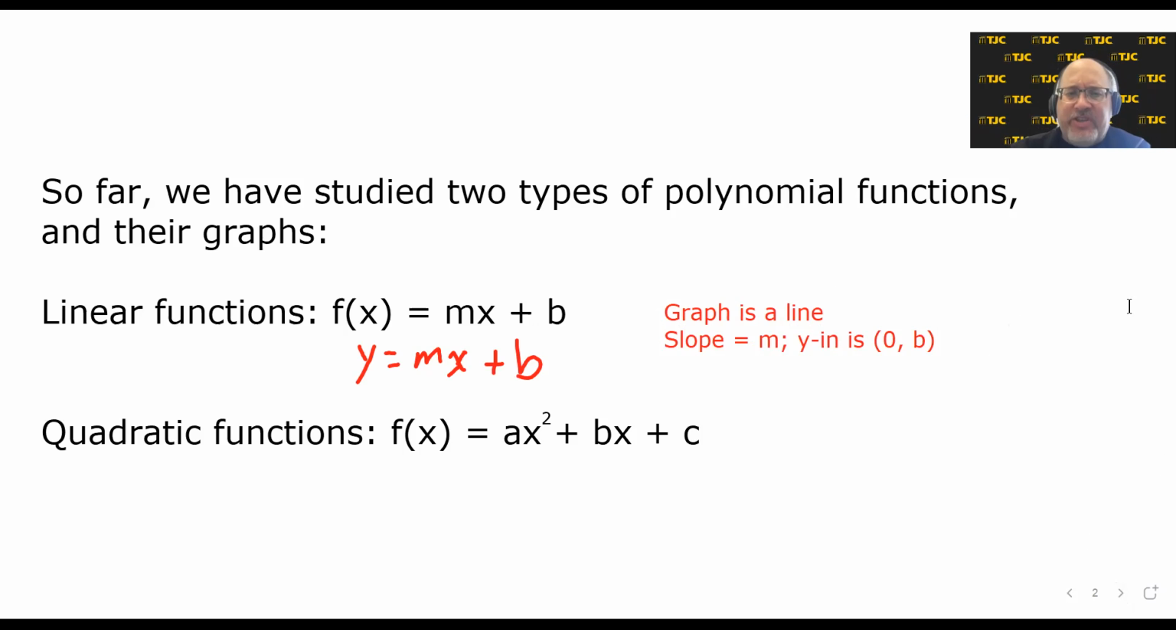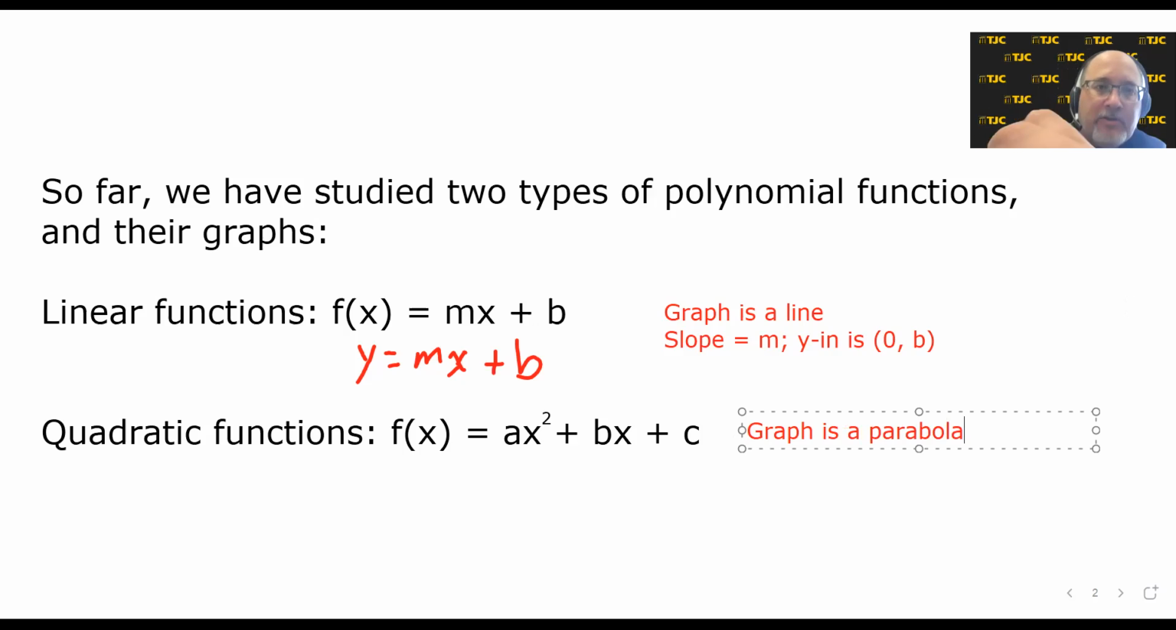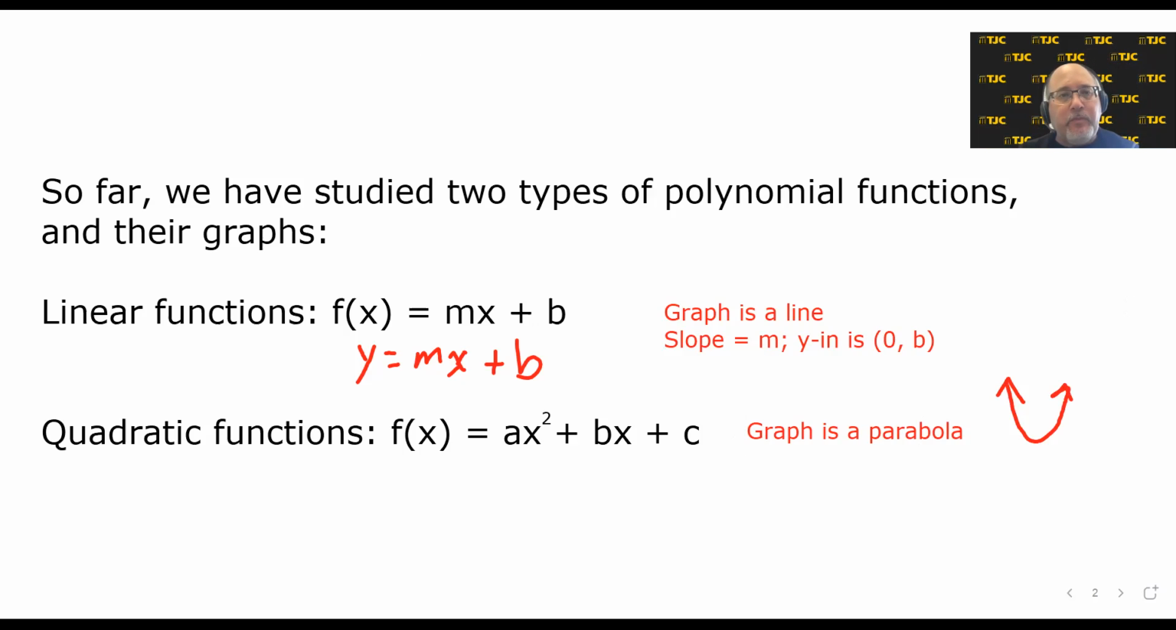And the other type of polynomial function that we've studied so far have been quadratic functions. That's what the last section was over. Functions equivalent to f of x equals ax squared plus bx plus c. And we know some things about the graph of this. For example, we know the graph is a parabola. It's that U shape. Looks a little something like this. Or it might be upside down if the a is negative.